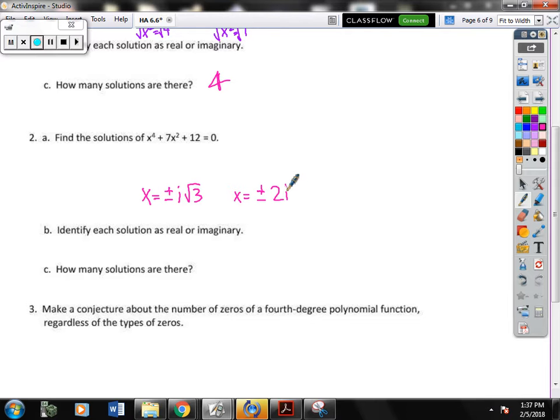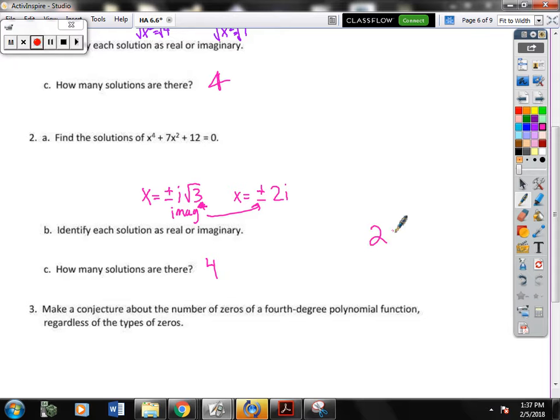Classify each solution as real or imaginary. Would this be real or imaginary? Imaginary. And this one's also imaginary, right? How many solutions are there? 4. Now, what you want to remember is that imaginary solutions come in sets of 2, right?